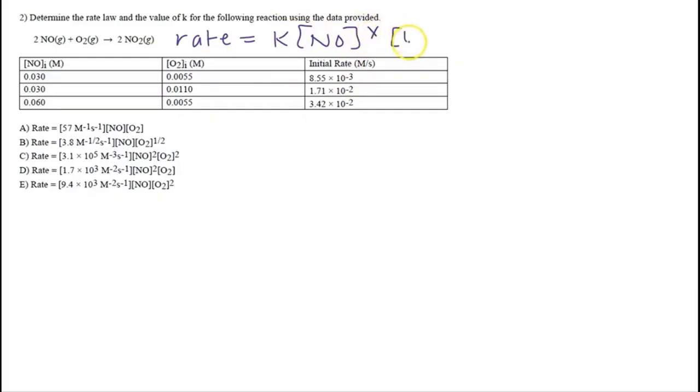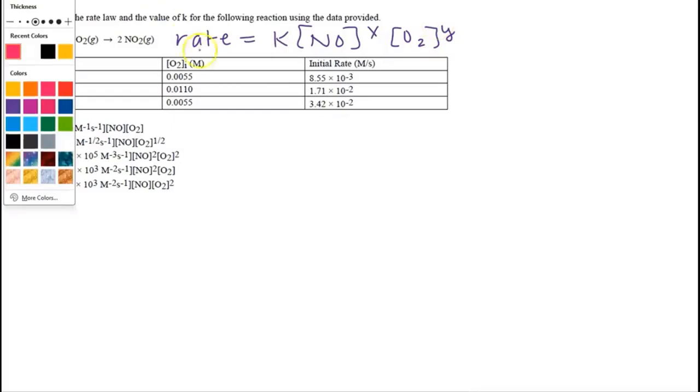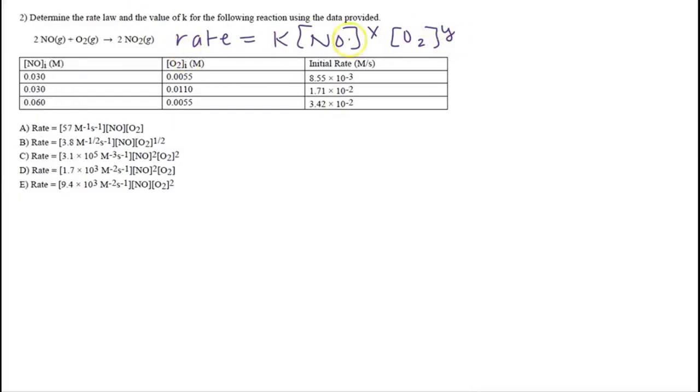And then we have our O2 raised to a power of Y, for example. Now, they want us to find the rate law itself, the overall rate law. They want us to find the K value. But in order to find the K value, we need to know the rate, we need to know the actual order in relationship to each of these reactants, and that's all going to be based on data.